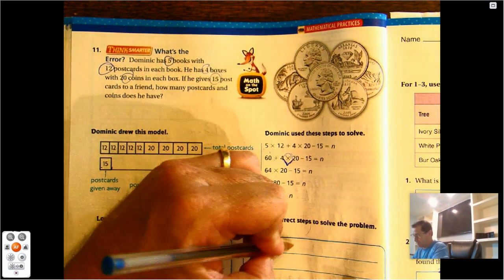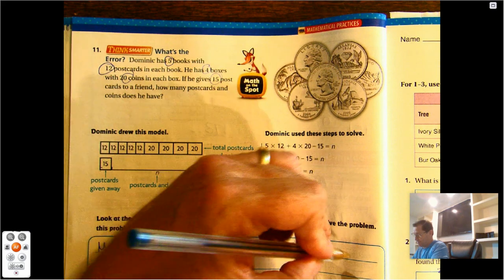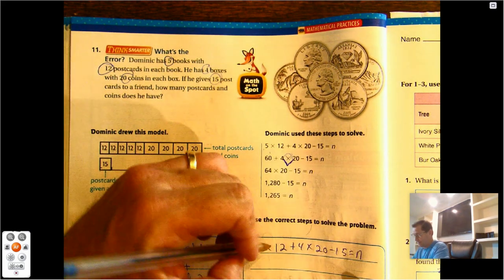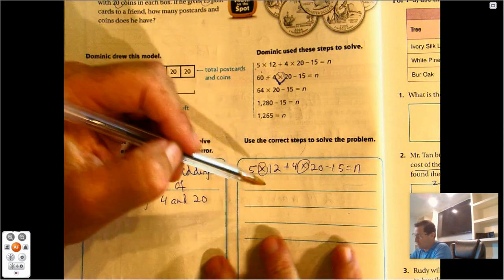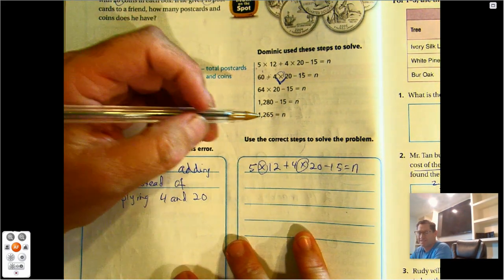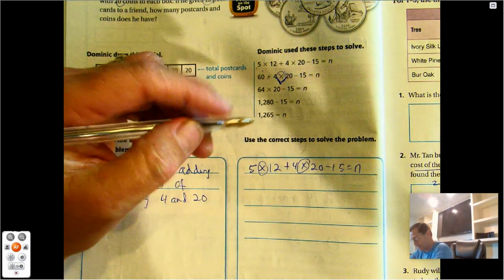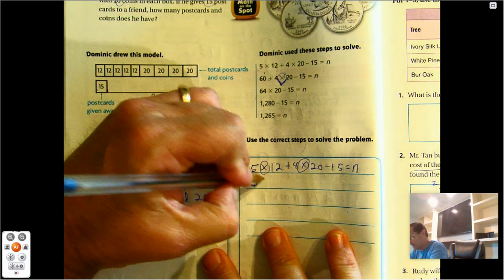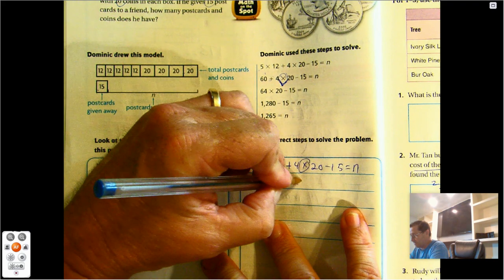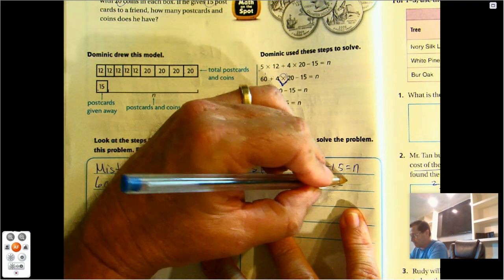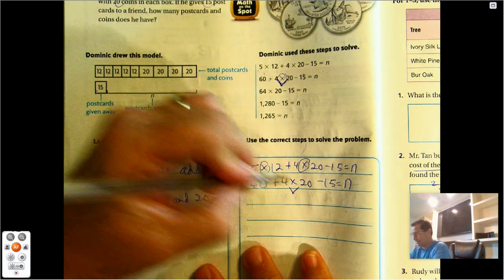So that's a very common mistake. So that's kind of why I was suggesting circling the multiplication, just as a way of saying, oh, I know you have to do that first. He was right that 5 times 12 is 60, and he rewrote everything else perfectly. And then he got to this step. And instead of adding, he needs to multiply the 4 and the 20. So that should be 80.